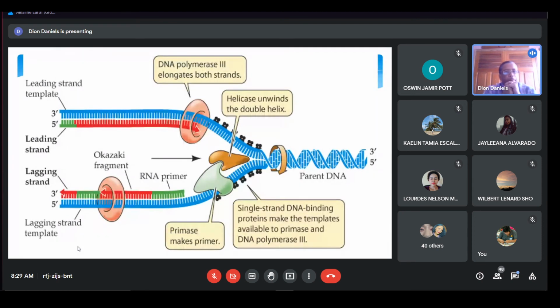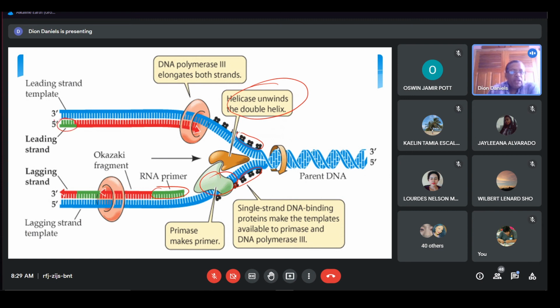So this diagram here outlines basically everything and all the key players in this replication process. So you have here the helicase unwinds this DNA double helix right there. These, what you see here in black, are the SSB proteins that prevent renaturation from occurring even before the complementary strand has been built. Here you have the primase that makes the primer. What you see here in green is the RNA primer.